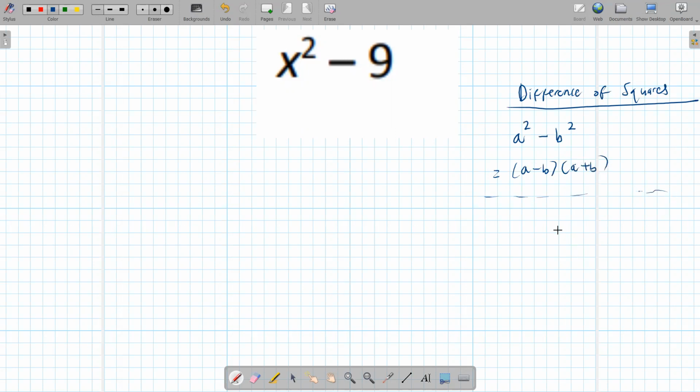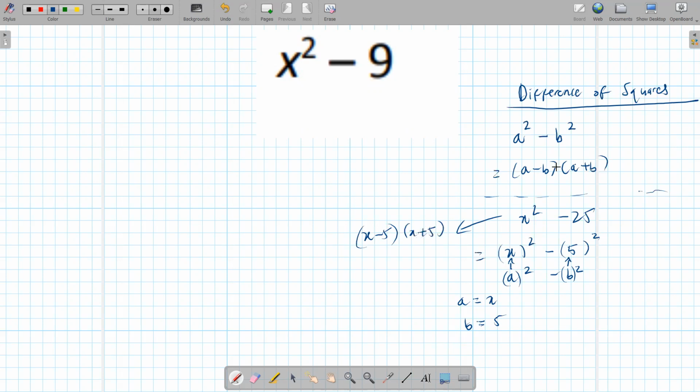Quick example. If you have x squared minus 25, I'm going to rewrite this as x whole squared and minus 5 whole squared, like that. And then we're going to compare this with a squared minus b squared. What is a and what is b? A is x. What is b? 5. There we go. So that means we can factor this as a minus b. So x minus 5 times x plus 5. A minus b, a plus b.